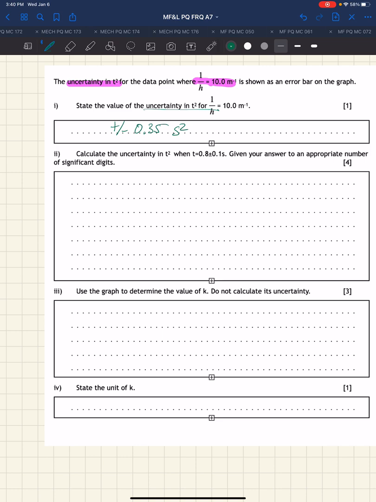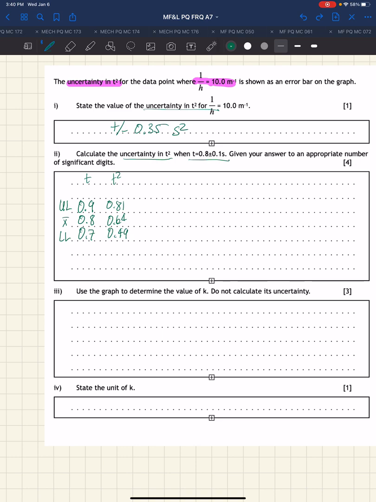The next question, calculate the uncertainty in t squared when t is 0.8 plus or minus 0.1. Well, let's get a sense of what this really means. We have our values of t, and so our mean value, our accepted value is 0.8. It could be as large as 0.9, that would be our upper limit, and it could be as small as 0.7, that's our lower limit. Well, what would then t squared be? That would be 0.81, 0.64, and 0.49. Oh, we can see then that t squared is 0.64.